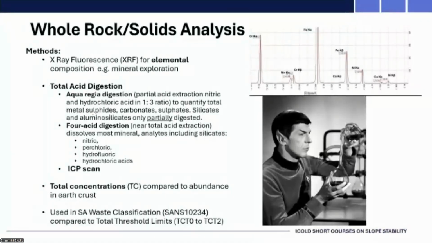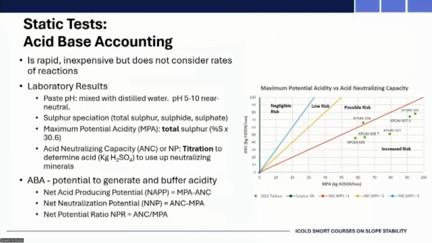I'm going to tell you a bit later about total concentration because, of course, in South Africa, tailings is required to be classified in terms of our waste classification, and we need that TC, the total concentration. Okay, so then the next tests that we do are static acid-base accounting. Now, these are rapid, they're less expensive than kinetic, but one drawback is they don't consider the rates of reactions.